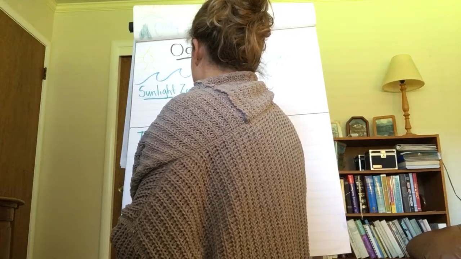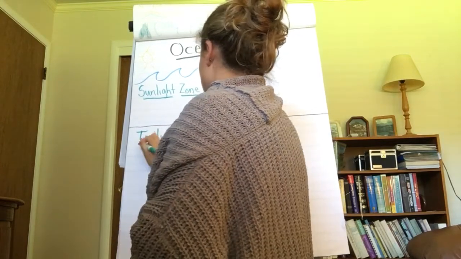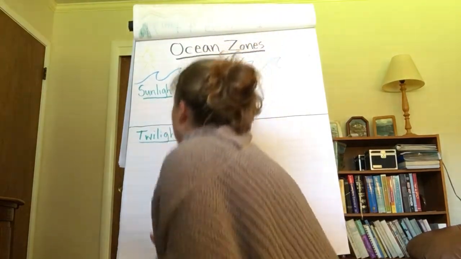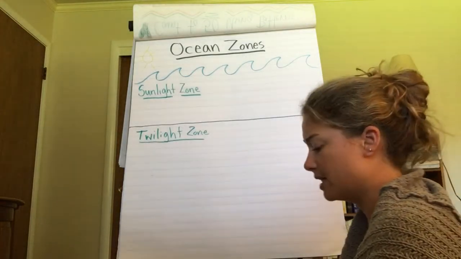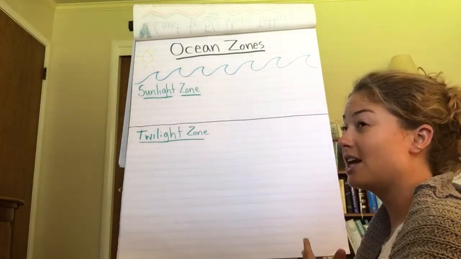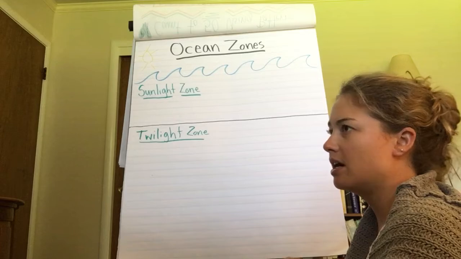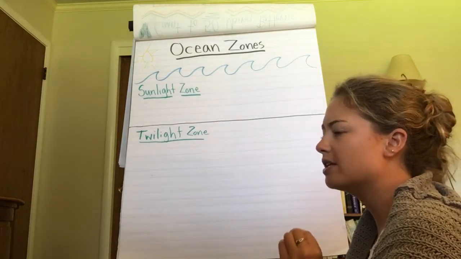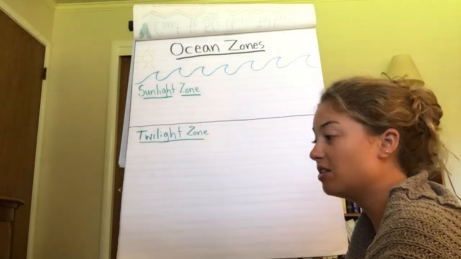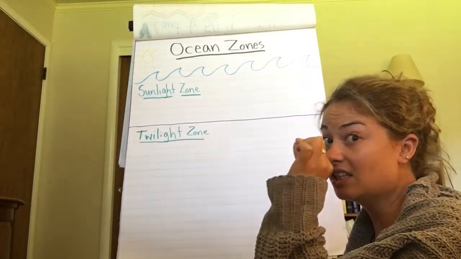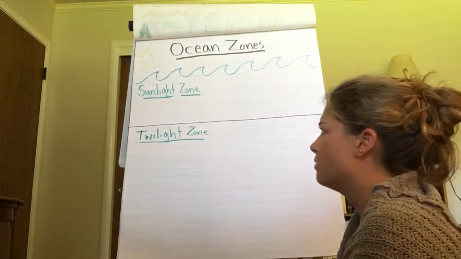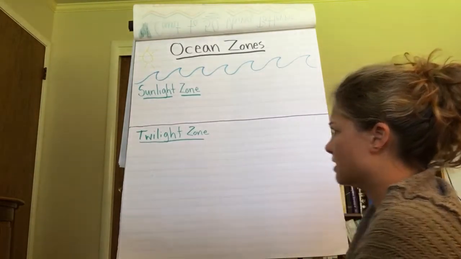Twilight zone. So friends, twilight is the time of day where it's just after sunset, but the sky is not quite dark yet. So it's still a little light outside. So why do you think this area is called the twilight zone?